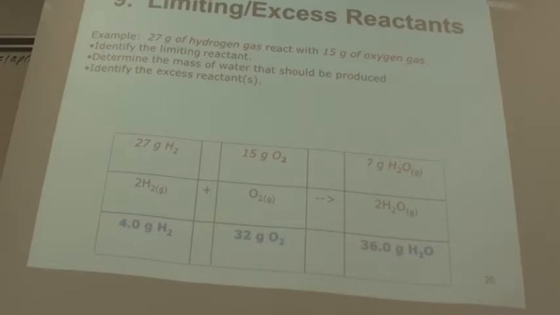So the first thing we should have done, and it's already done for us, was balance the equation. Got that done. The second thing is we identified our given and our unknown. We were given 2 things, a starting amount of hydrogen and a starting amount of oxygen. And the question asked us how much water will be produced.